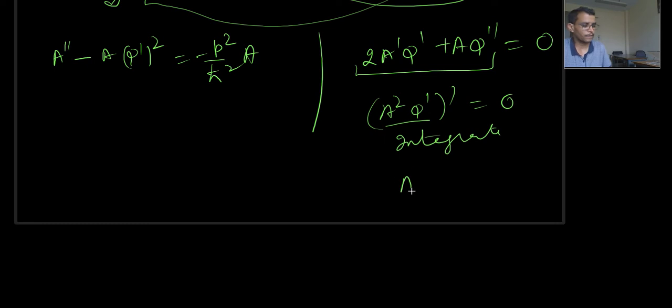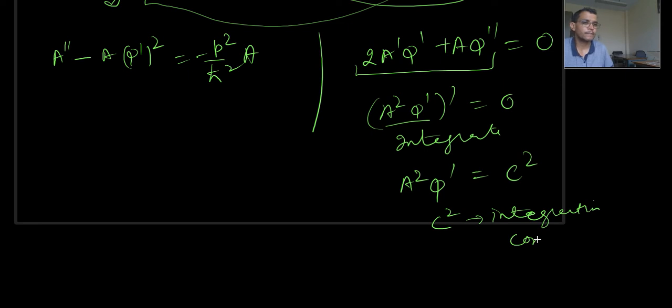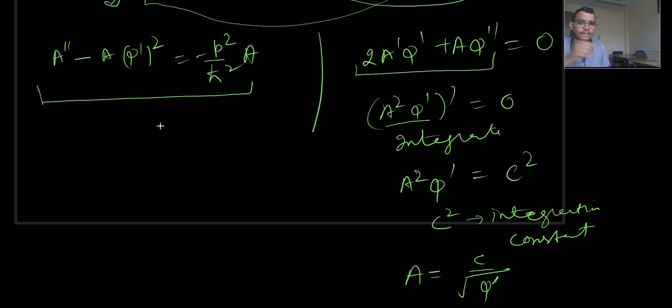then we are getting a square phi prime, and it is equal to some constant, and let us call it c square. So c square is an integration constant, and square we have taken for the sake of simplicity, right? So that means from here I can calculate that a is equal to c over the root of phi prime. That's what we are getting here, right?